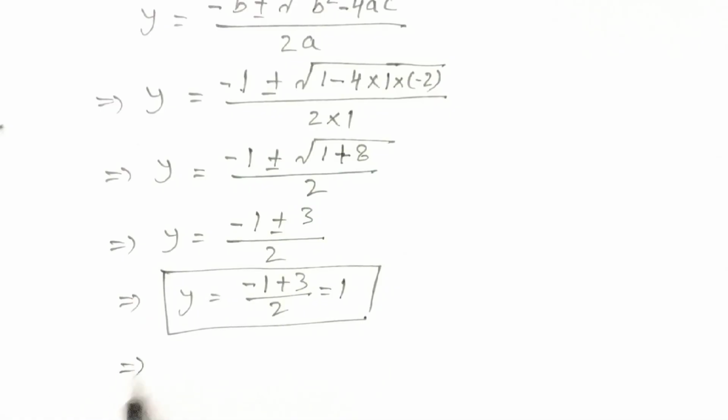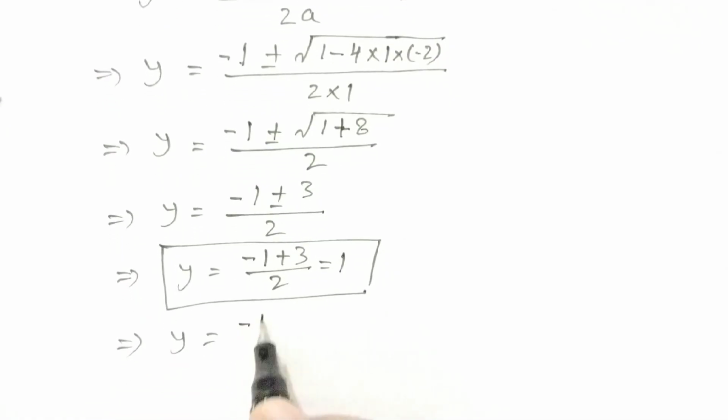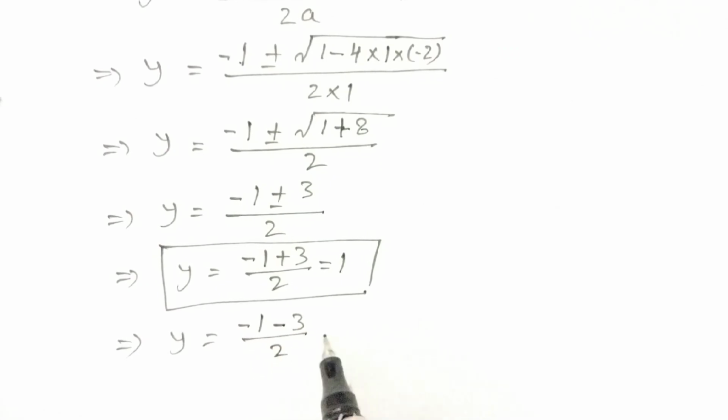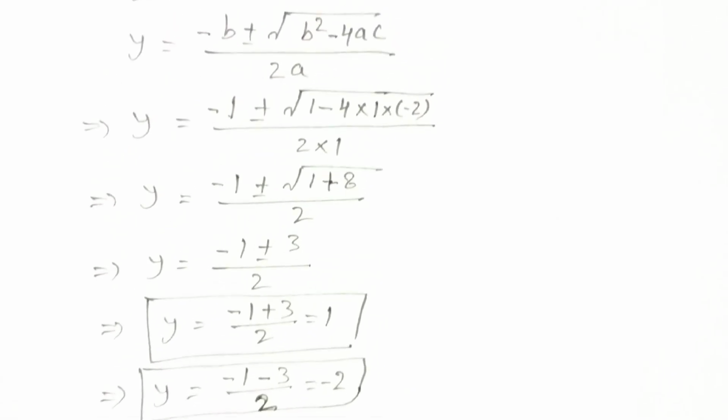Fine. Y is equal to, if we take minus sign, so minus 1 minus 3 over 2 is equal to minus 2. Right?